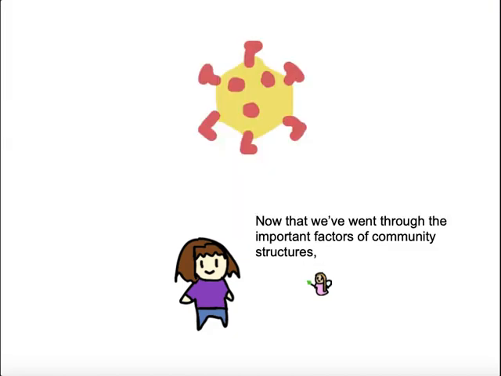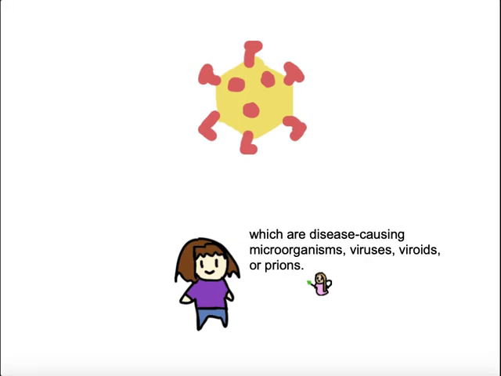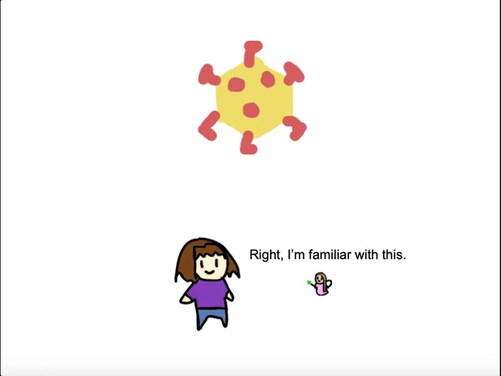Now that we've gone through the important factors of community structures, we can look at community interactions involving pathogens, which are disease-causing microorganisms, viruses, viroids, or prions. Right, I'm familiar with this.